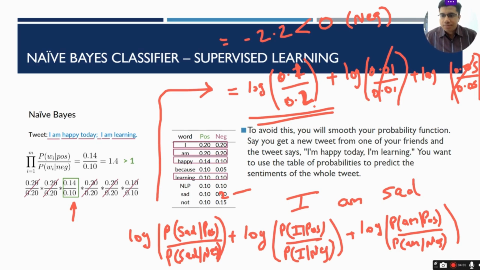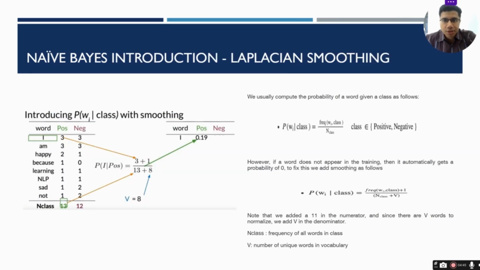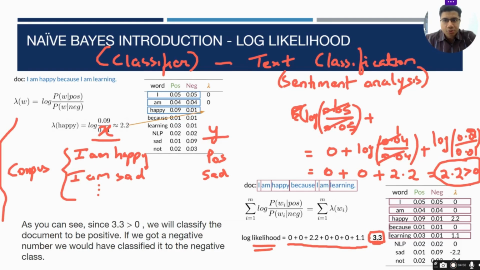This is how naive Bayes calculates the probabilities and then calculates the log likelihood, on the basis of which it is able to classify the sentence. So there are many technical details which we will not cover. We will cover the basics.